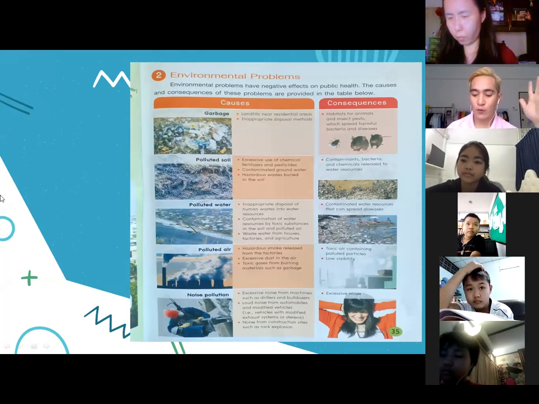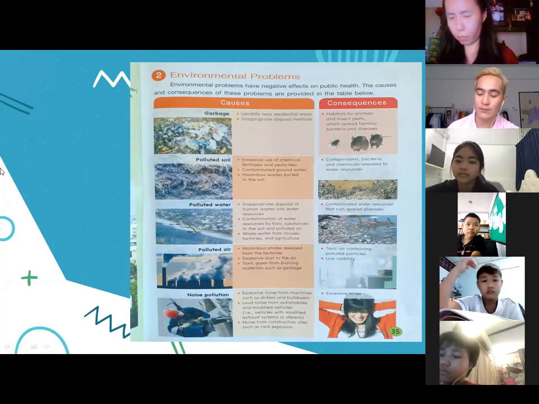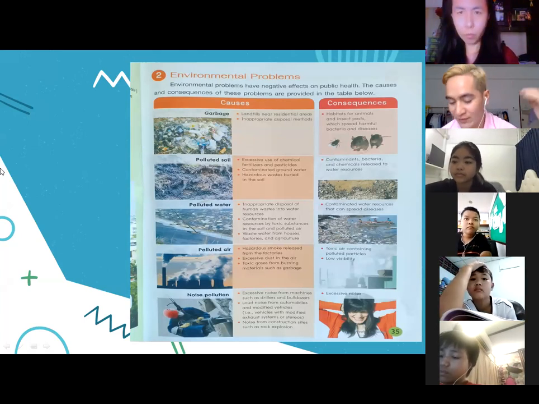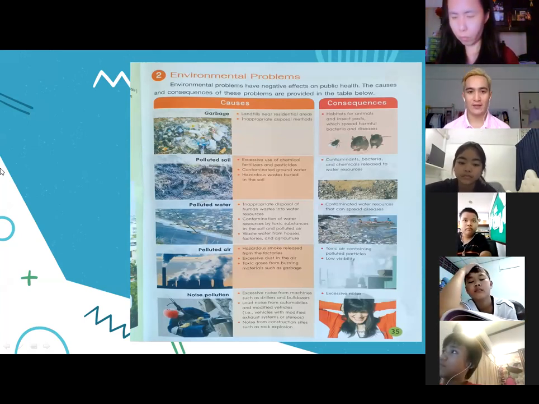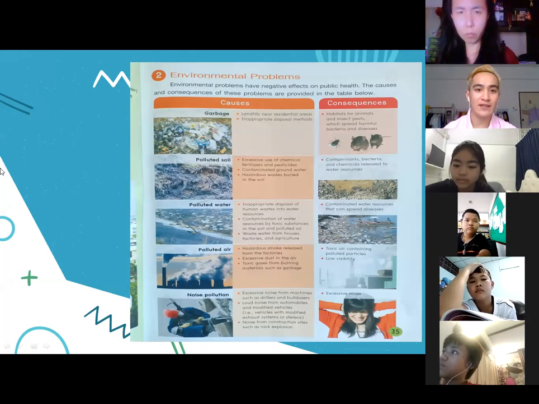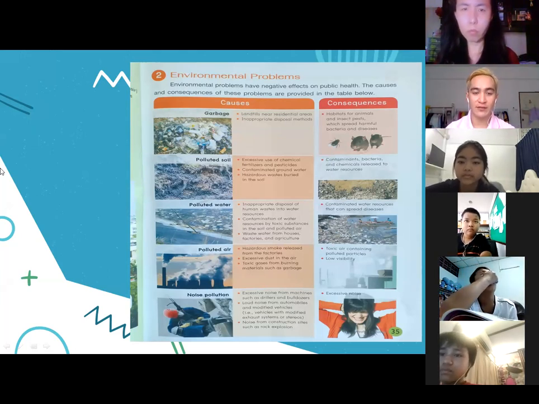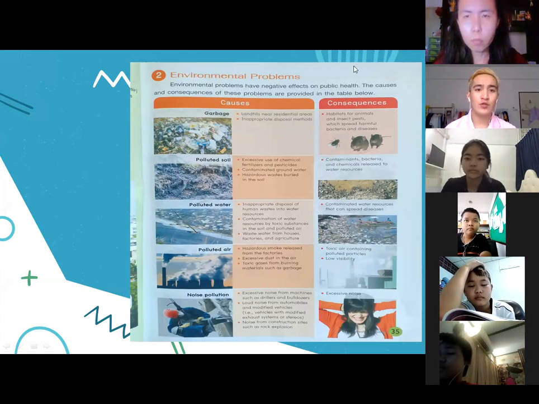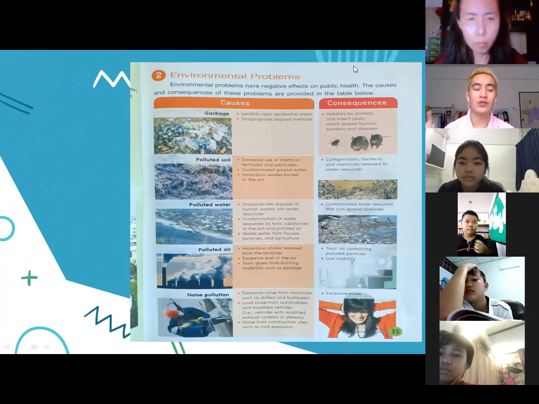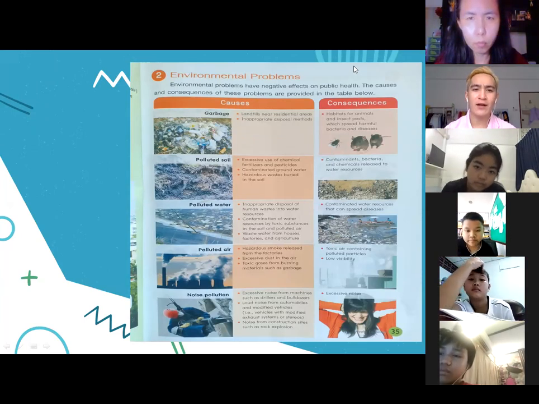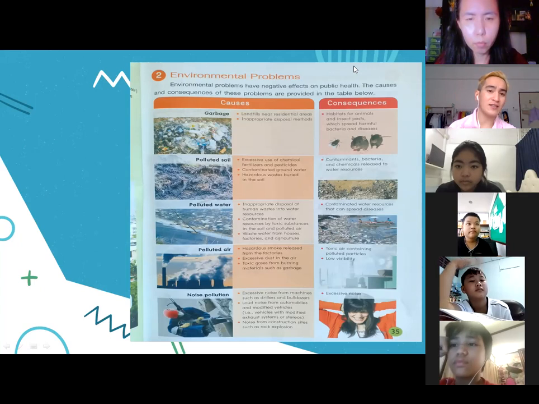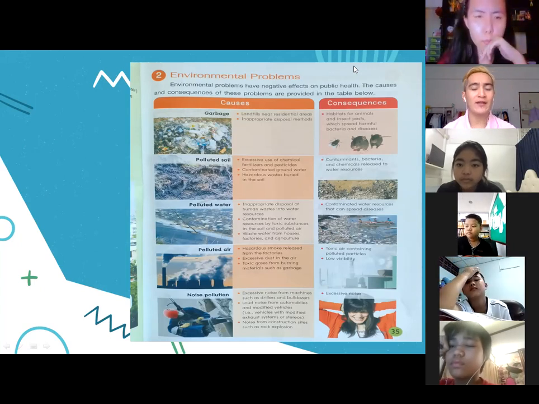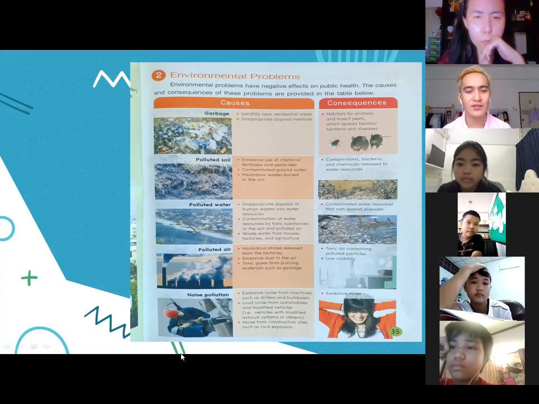The second one is inappropriate disposal methods. Let's focus on inappropriate disposal methods. Here in Thailand, we are blessed that we have a garbage collector collecting our garbage. However, we should abide by the rules. We should put our garbage in the specific areas, where we can put our garbage, our trash, or anything that is not dirty.